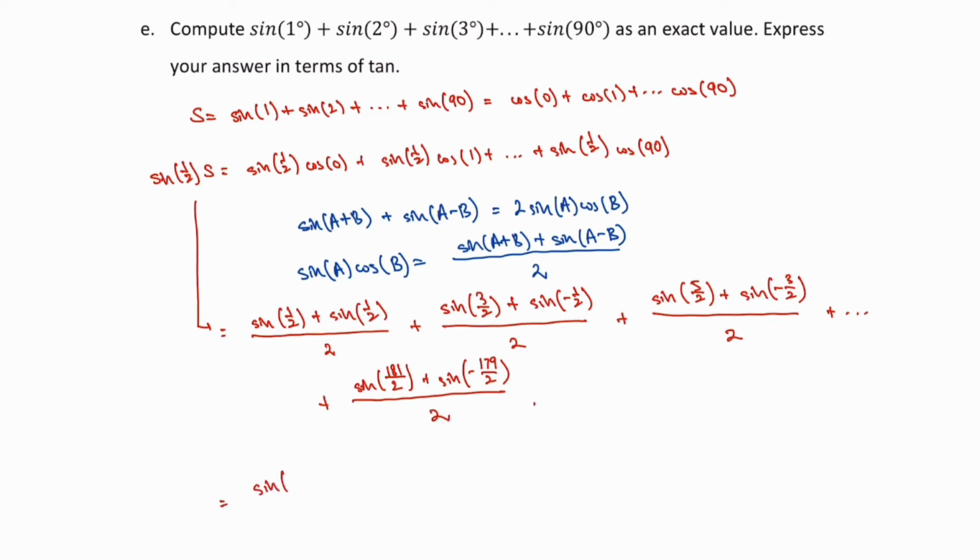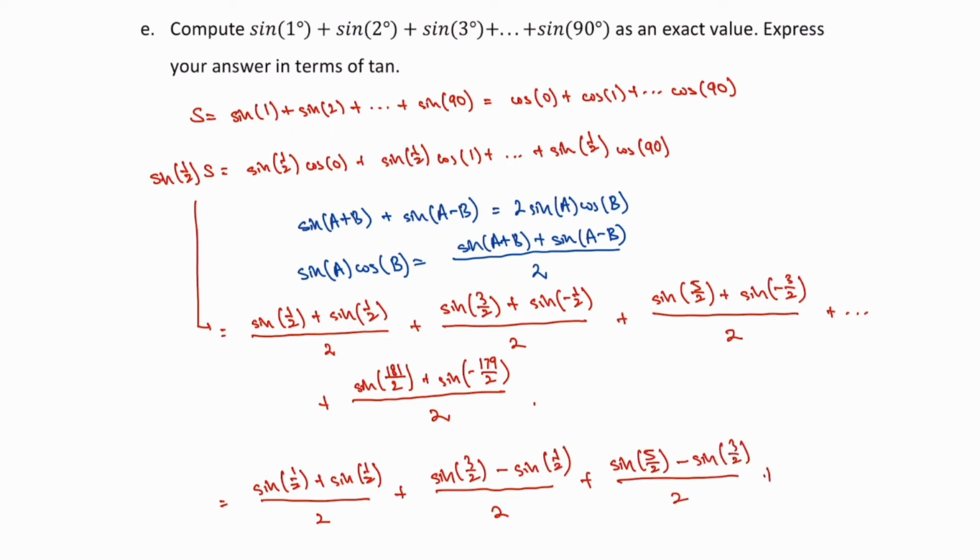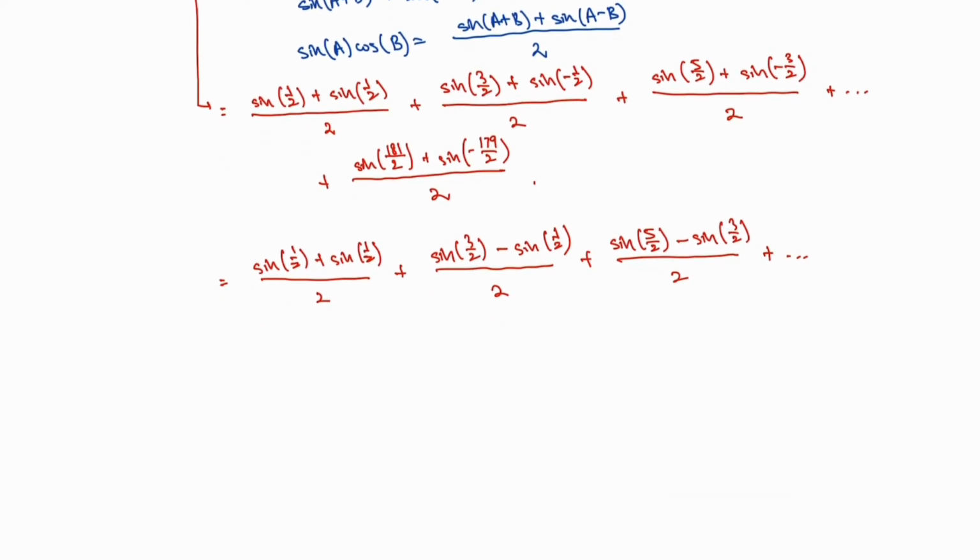I can rewrite this as sine of a half plus sine of a half over 2, plus sine of 3 on 2 minus sine of a half over 2, plus sine of 5 over 2 minus sine of 3 over 2 over 2, plus dot dot dot, and this is going to continue until we get sine of 181 over 2 minus sine of 179 over 2 all over 2.